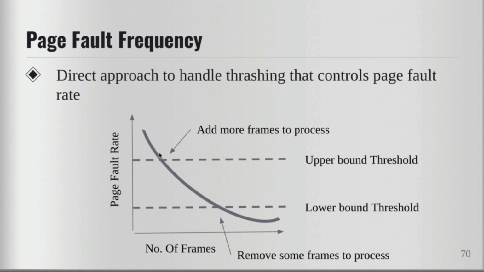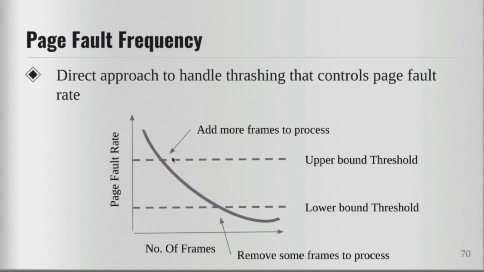Now if the page fault rate falls below the lower bound threshold, then some of the frames will be removed from the process to avoid thrashing. But if the page fault rate is above the upper bound threshold, which is here, then more frames will be added to the process to avoid thrashing. So that is basically the page fault frequency method of solving thrashing.